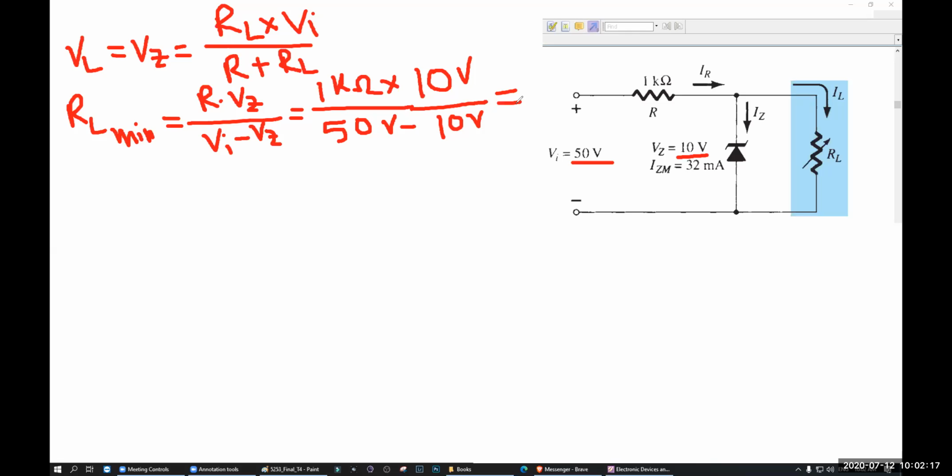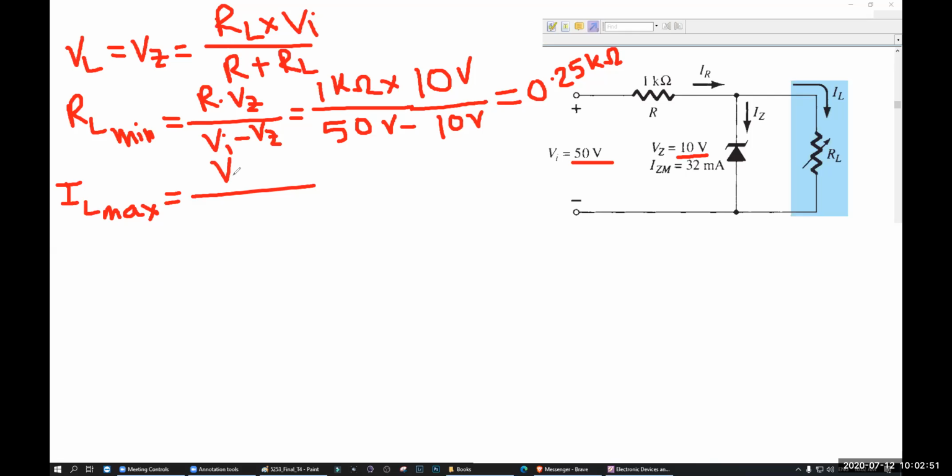So what is the value we are getting? 1 into 10 divided by 40. We get 0.25 kilo ohm, okay? That is the RL minimum. What about IL? IL should be maximum. Why? Because if we got minimum resistance, we got maximum current. Minimum resistance means maximum current.